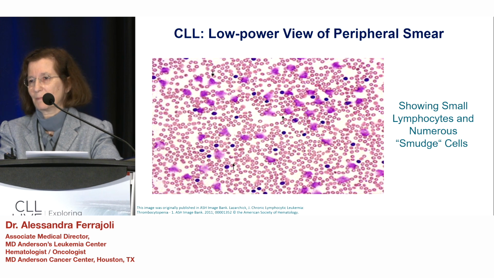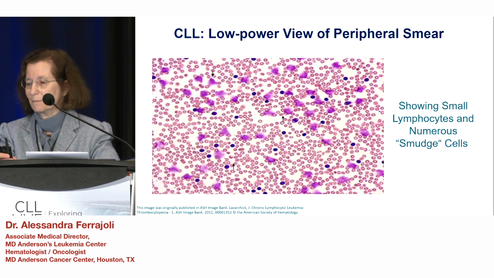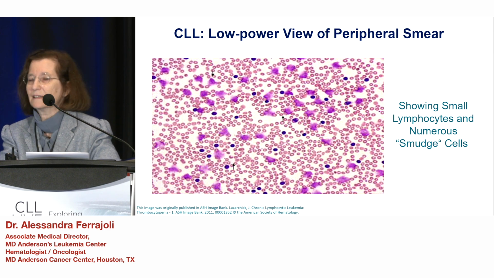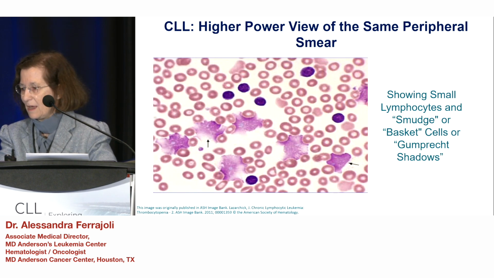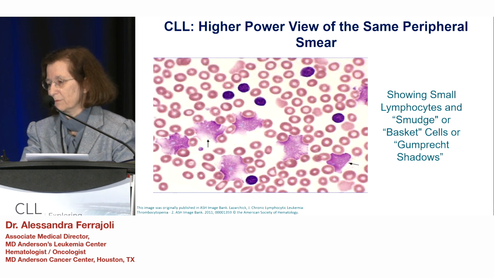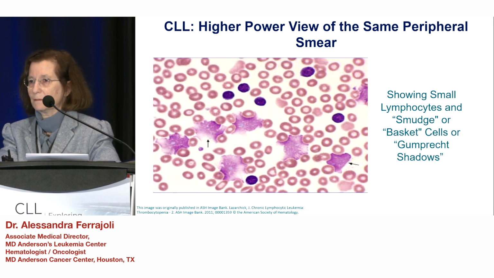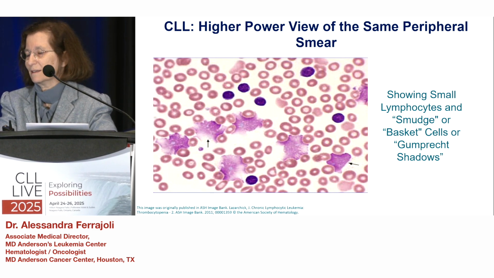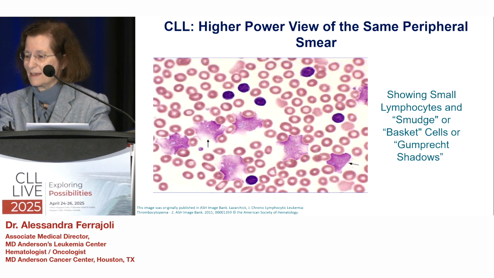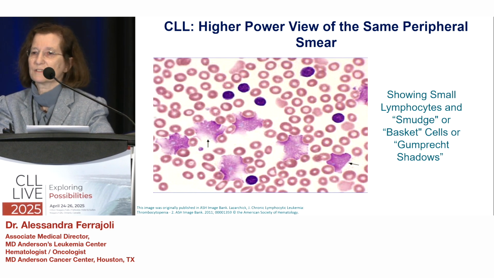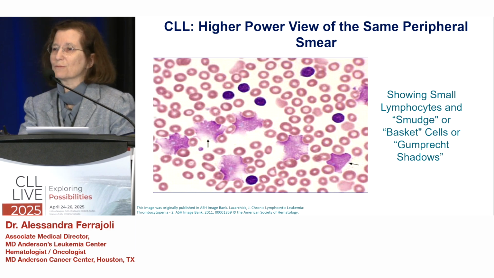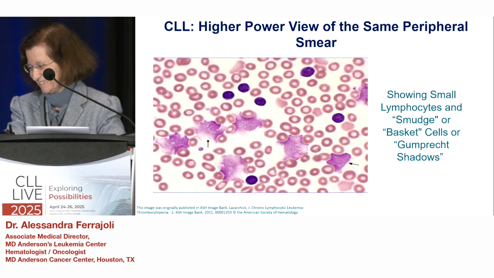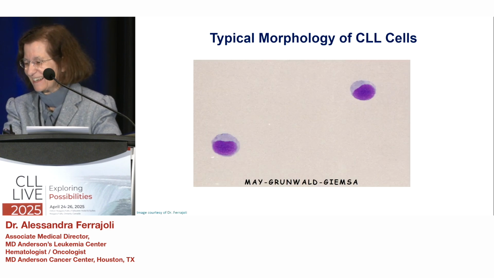This is how the peripheral blood smear looks when you take the cells and put them on a glass slide. Those cells undergo a mechanical trauma, and this is why we have this typical appearance with what is called smudge cells. And when we look at them at a higher power view, we see that those are really fragmented, broken cells. According to where you are in the world, they will have different names. In the US and probably in Canada, they are more commonly called smudge or basket cells. In Europe, where I come from, we use the German word Gumprecht shadows. And I thought that was a nice little fact.